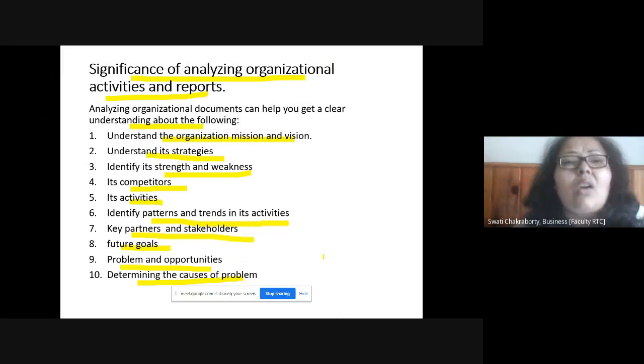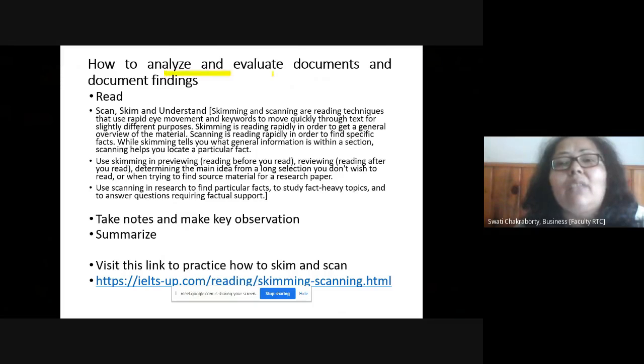Now, how to analyze and evaluate the documents, the document readings? That's what we are talking about: analyzing. How? The first way is reading. There's a method called scan, skim, and understand. To know more about it, you have this web link given. If you click on this and go to this website, you will get to know more about it.